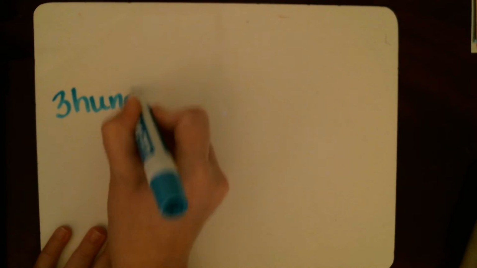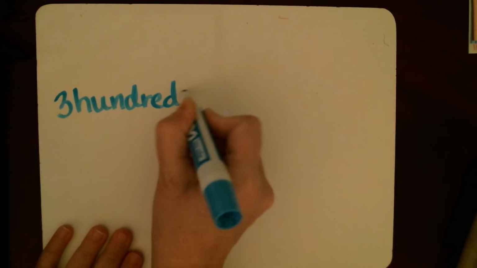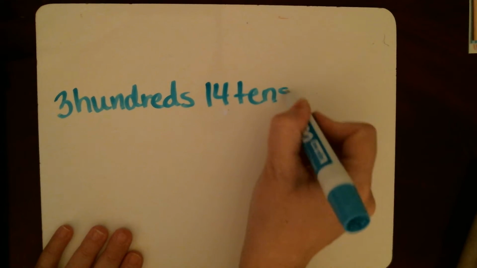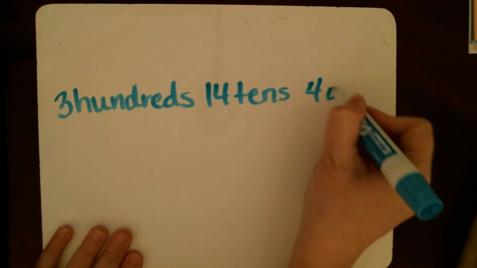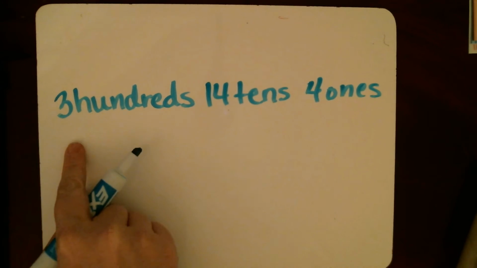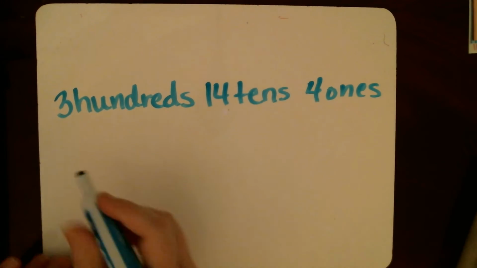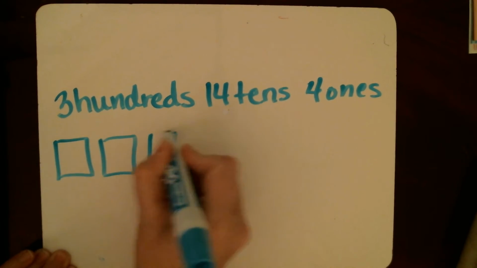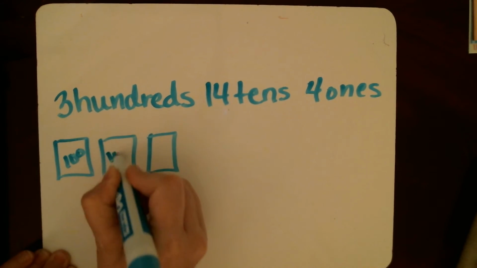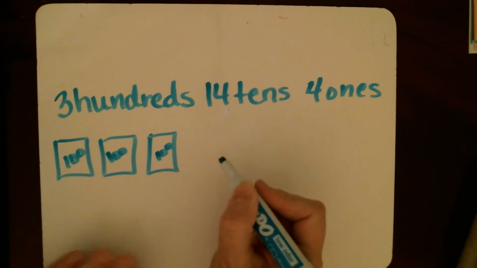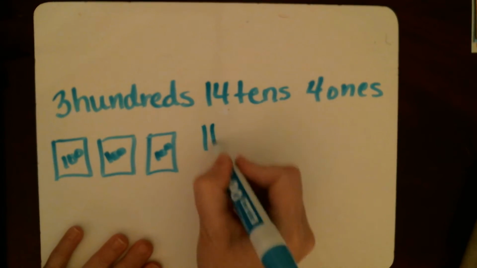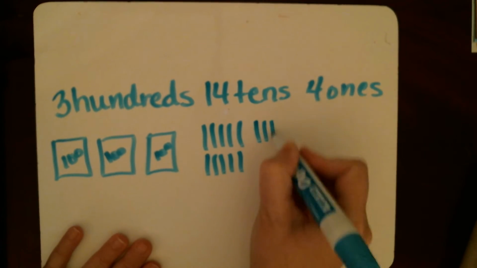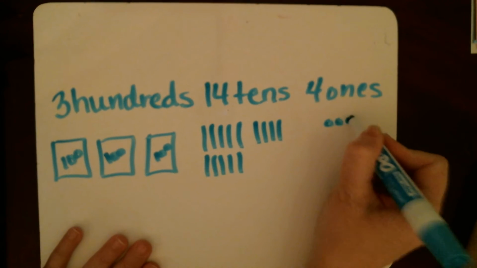Some of you might be able to do this in your head. Some of you might be drawing pictures. Either way is fine. All right, so let's take a look. If I have 3 hundreds, 14 tens, and 4 ones, I'm going to picture it like this. 3 of those hundreds, remember these have 100 little squares stuck together. 14 tens, 1, 2, 3, 4, 5, 6, 7, 8, 9, 10, 11, 12, 13, 14, and then 4 ones.